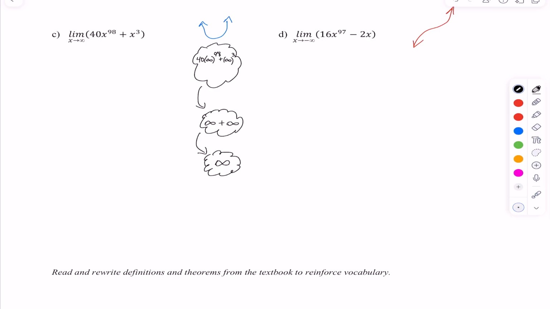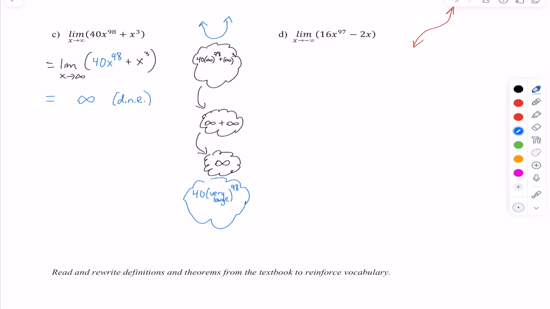So here, once again, you could focus on the leading term with the highest exponent and realize that if you add x cubed relative to x to the 98th, it doesn't mean a whole lot. So even right here, even this would be adequate. What's 40 times very large raised to the 98th power? It's still very large. So this is obviously going to be very large. Once again, the limit does not exist, but you could see that the end behavior is going to be approaching infinity.